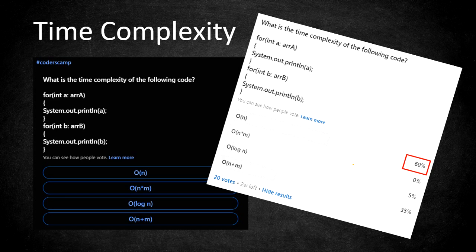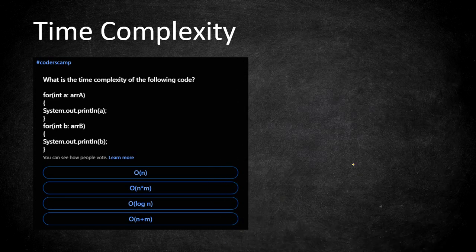So let's understand how this works. Here we have a code snippet for printing the values of array A, and then again a for loop for printing the values of array B.